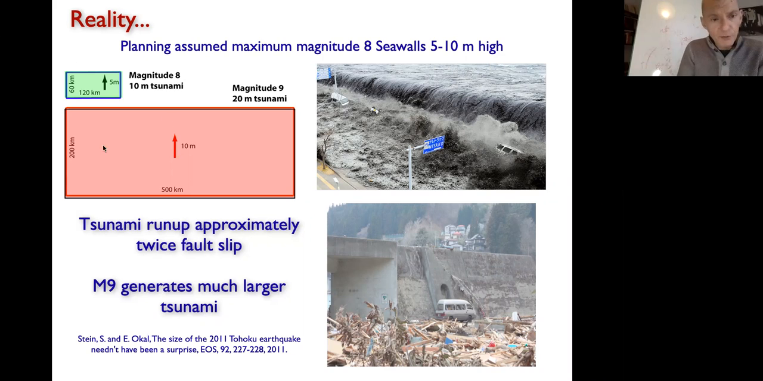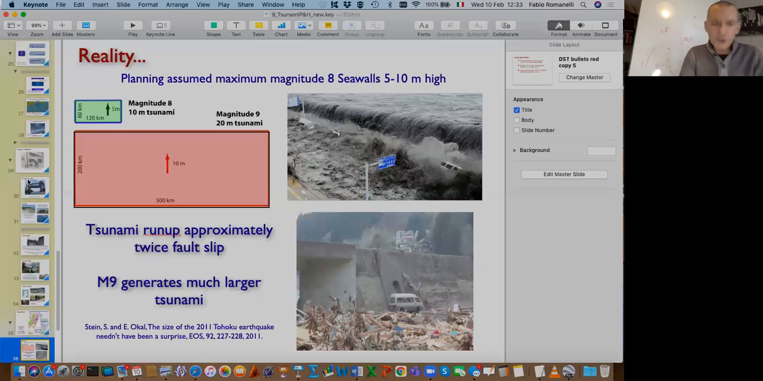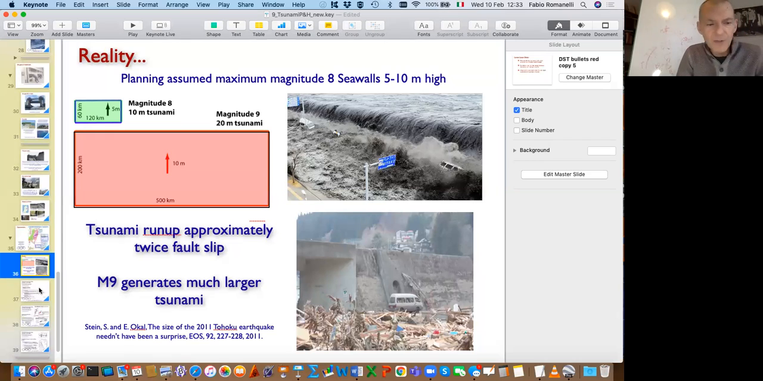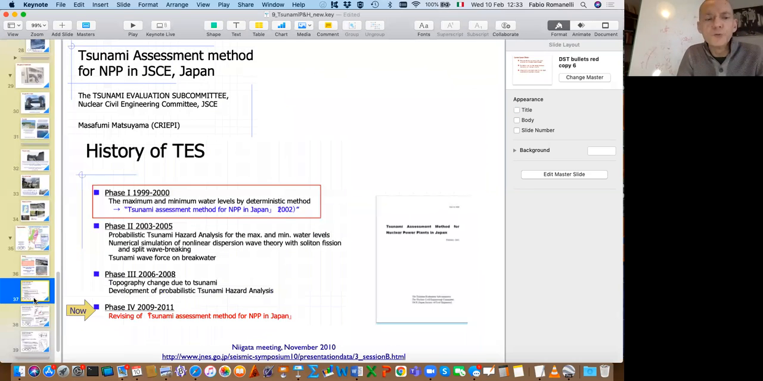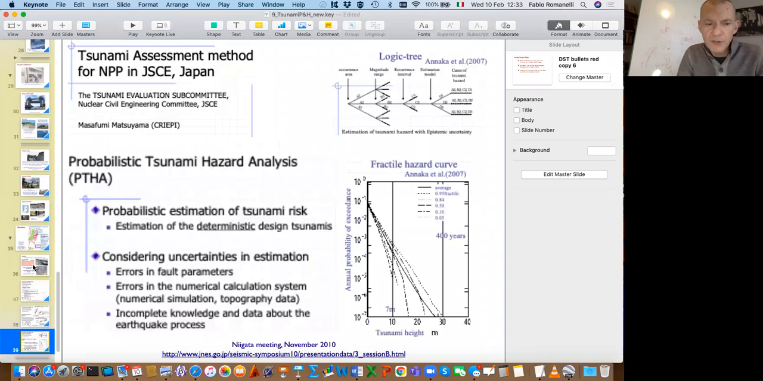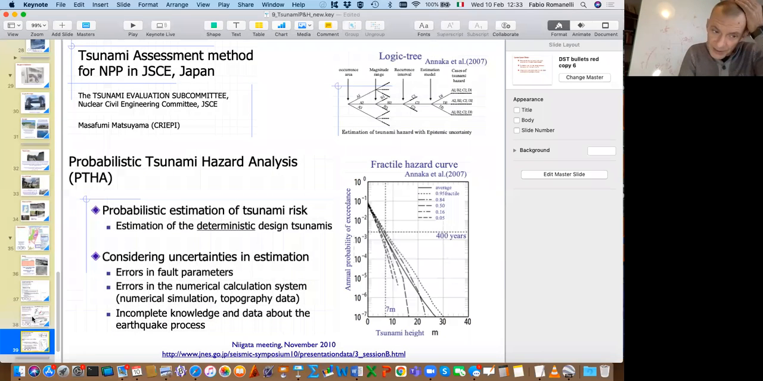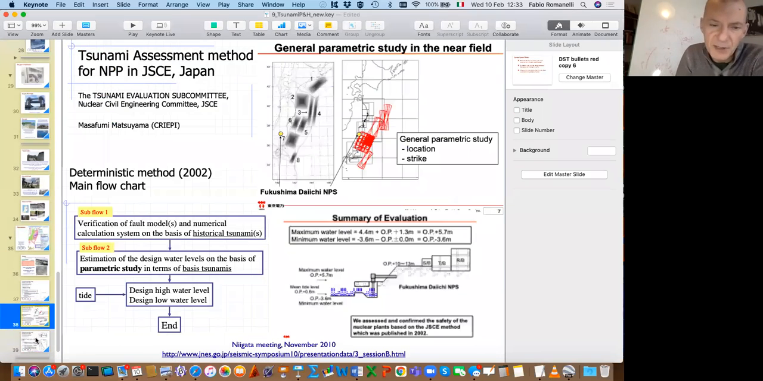But actually, what nature decided was a magnitude 9. Now the slip is, please remember the lecture about magnitude, 10 meters, and 10 meters becomes 20 meters as a run-up. And that was the bad surprise that occurred in Japan. I don't want to show you this; these are too technical, because they are based on deterministic and probabilistic hazard assessment.